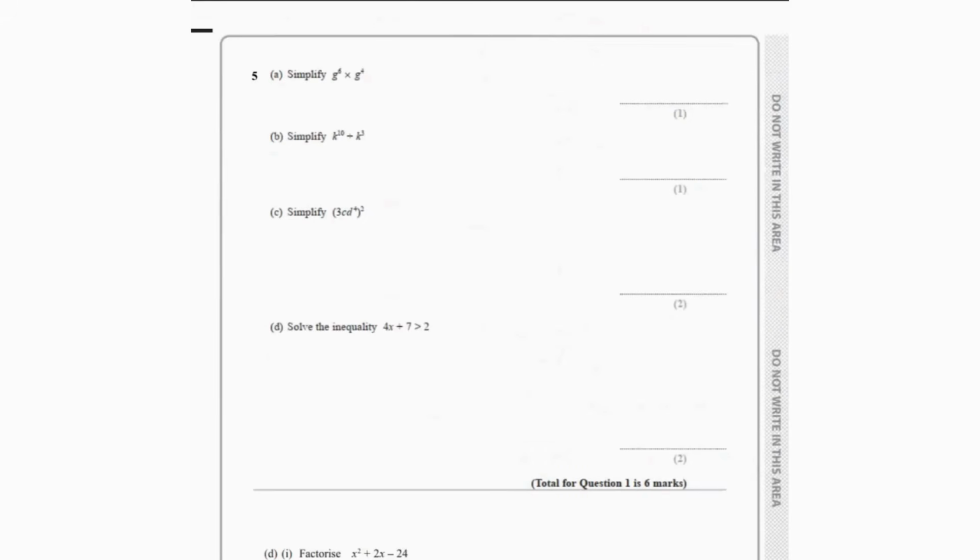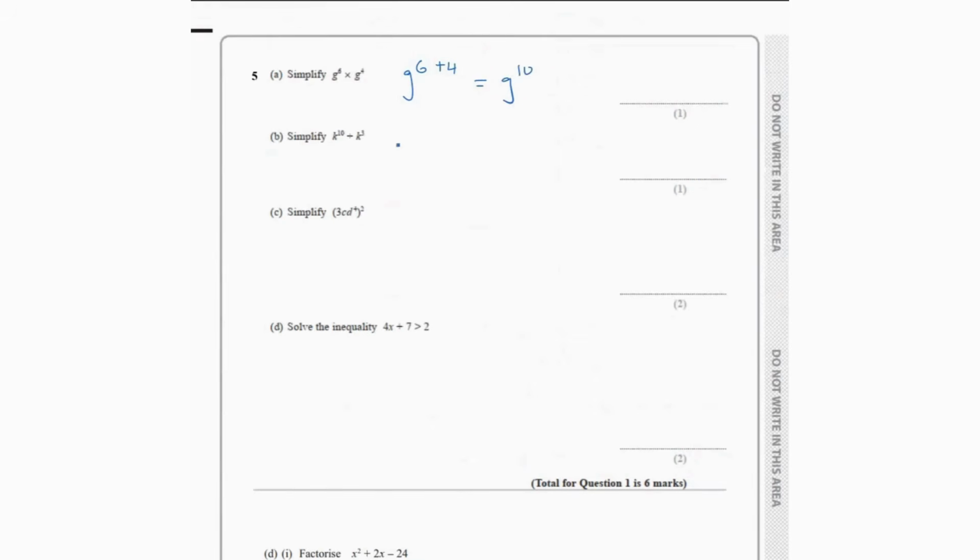Then indices, these will always come in your paper 1. You need to know your basic rules of indices. You can't mess this up. These are easy 6 marks, like easiest. Whenever you have similar bases being multiplied, what we do is we add the powers. So it's going to be g to the power of 6 plus 4, which is g to the power of 10.